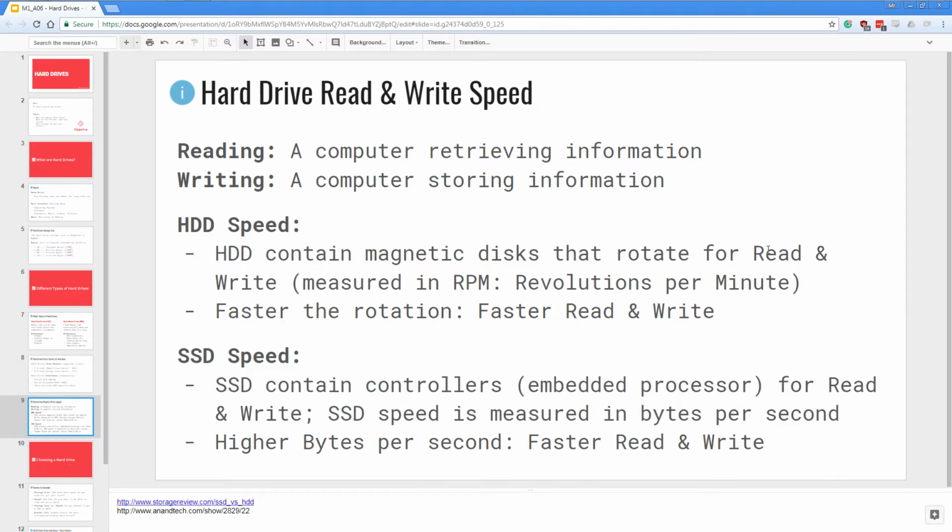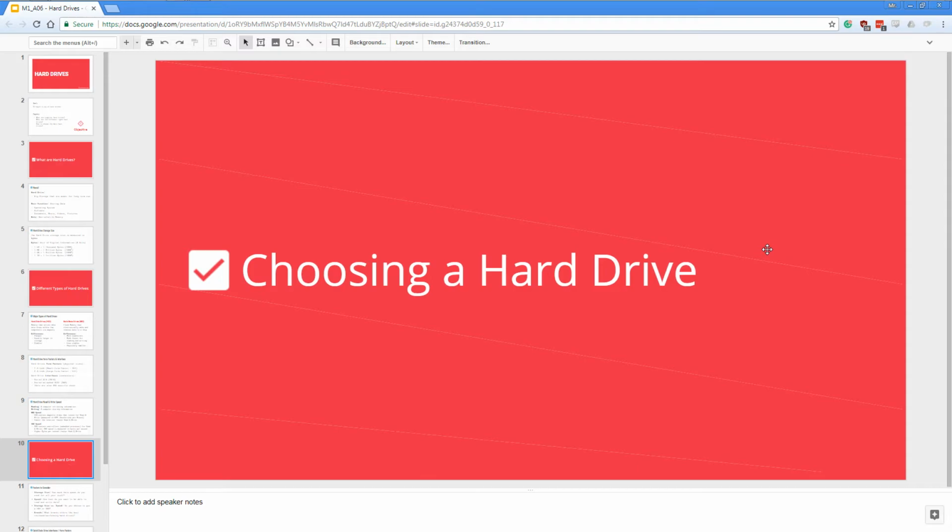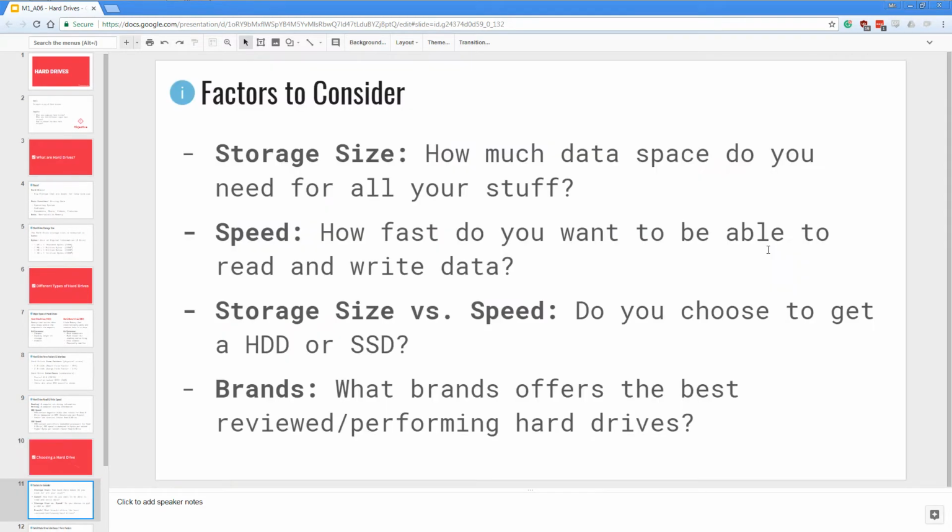So we talked about speed and the form factors of hard drives, so let's talk about how to choose a hard drive. These are the factors that you want to consider. Storage size: how much data space do you need for all your stuff? If you have lots of files and a big operating system, you might require a big drive, which means either you get a very, very expensive solid state drive, or you go on the cheaper end and buy a hard disk drive. Speed-wise, how fast do you want to be able to read and write data?